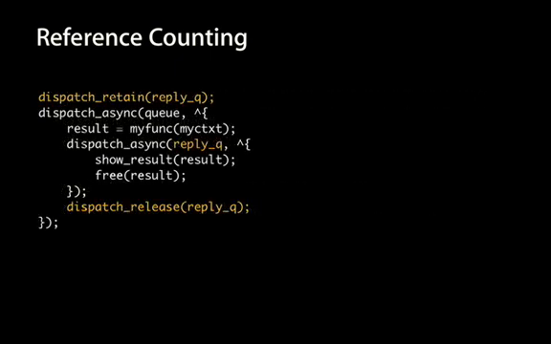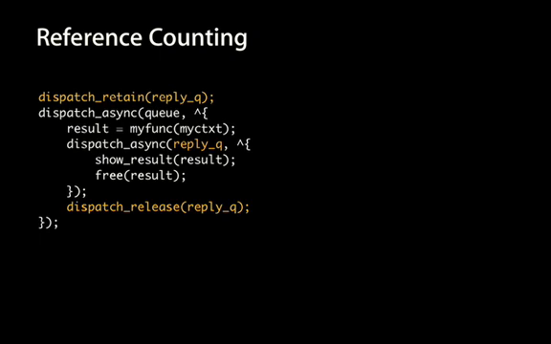And so this is what I mean in code. Before the dispatch async, it's necessary to do a dispatch retain of that reply queue. So now it's retained. We know there's a valid reference. When the inner block does the dispatch async to the reply queue, that's going to succeed. And then we can release it after we've done the dispatch async. And you might be asking, well, why are we releasing it in the outer block as opposed to the inner block?